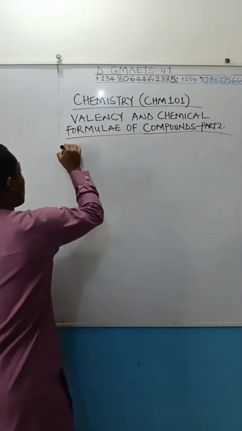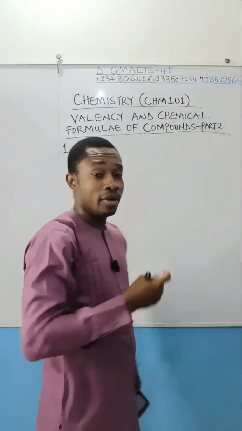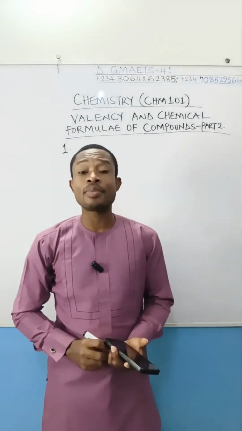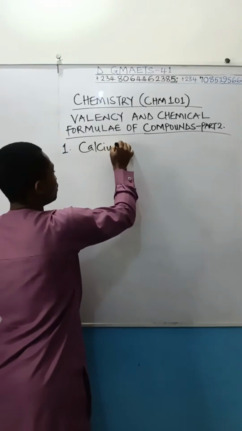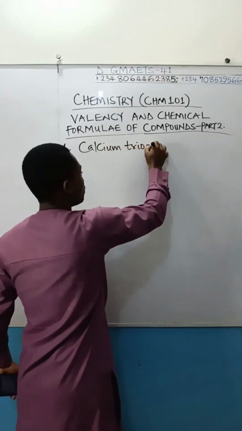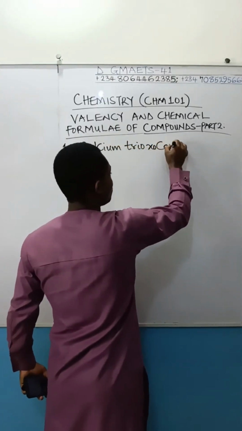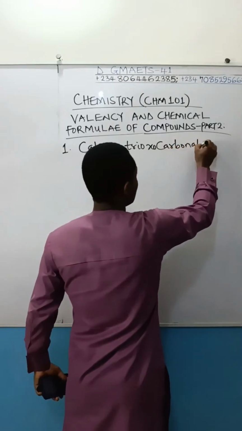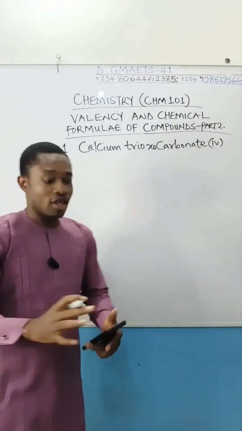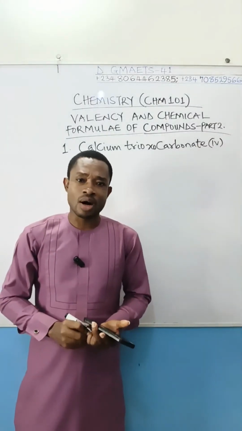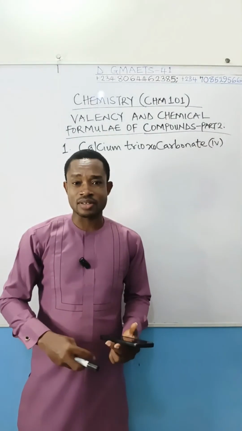So the first compound we are going to give attention to will be calcium trioxocarbonate 4. Now, from the name of the compound, we can actually come up with the elements that are present.